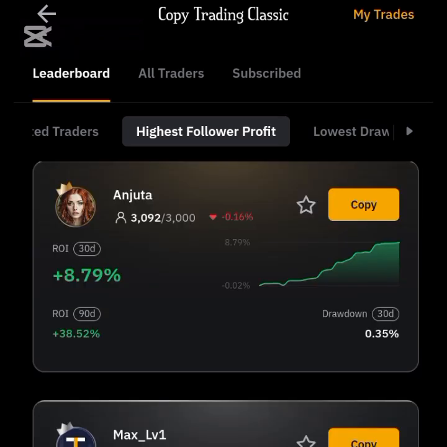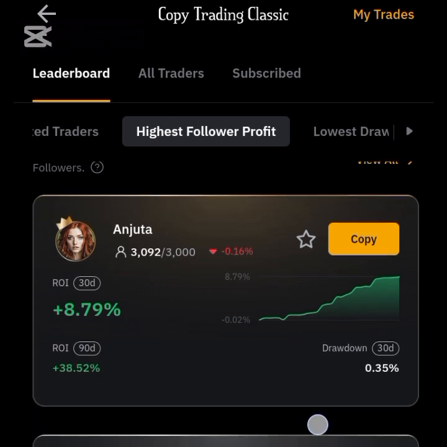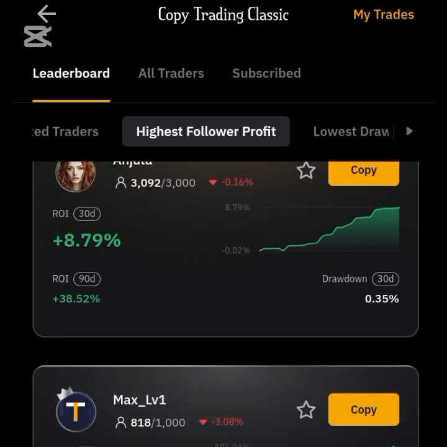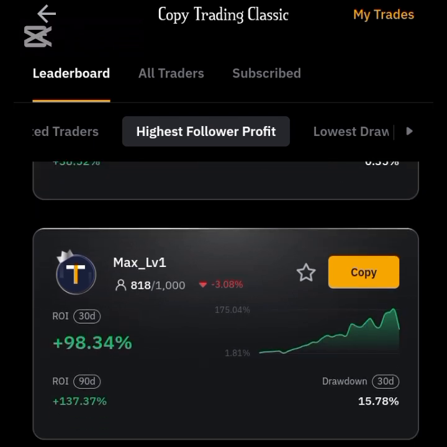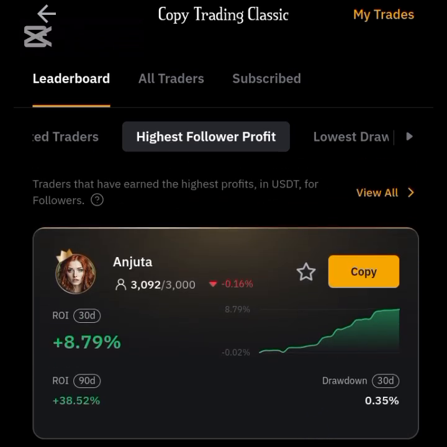So now you have the highest follower profit. These are traders that make profit for their followers. Traders that have earned the highest profit in USDT for followers. So you can see these ones: 8% with ROI of 38% in the last 90 days with 0.35% drawdown, 15% drawdown with 98% profit in the last 30 days. So these are traders you follow that have made money for their followers.